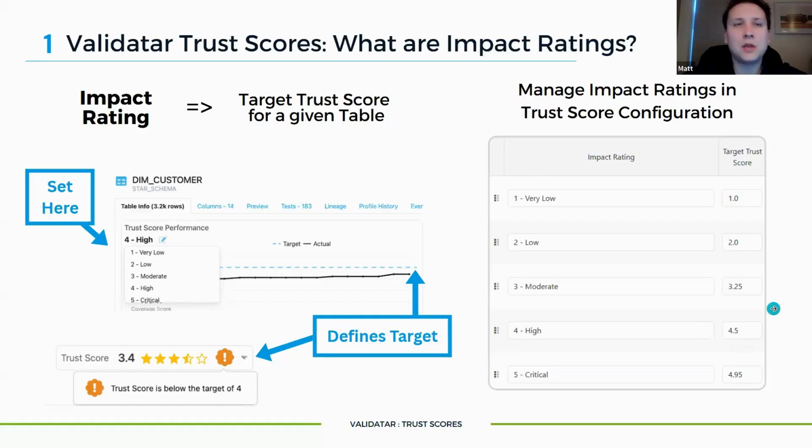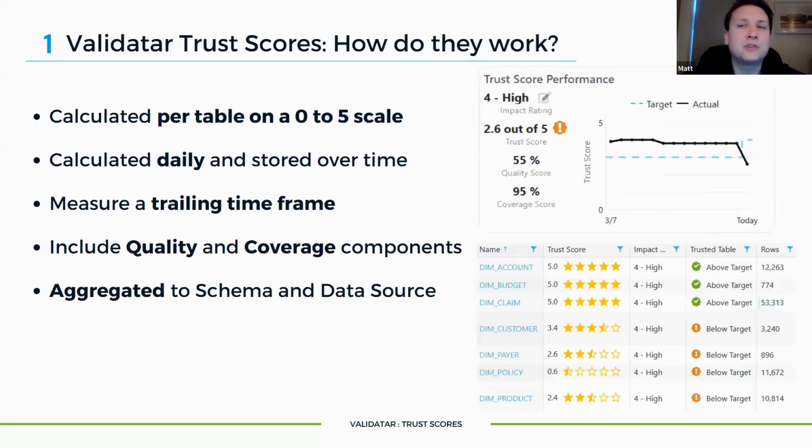But then the really core element of how a trust score works is that it is calculated, again, per table, like the impact rating we just set, but on a 0 to 5 scale. So it matches your standard star rating scale within Validator. And we calculate that daily and store the value every day over time. So you'll be able to see a trend of, for a given table, how has my sense of trust been changing over time? What's been impacting that?